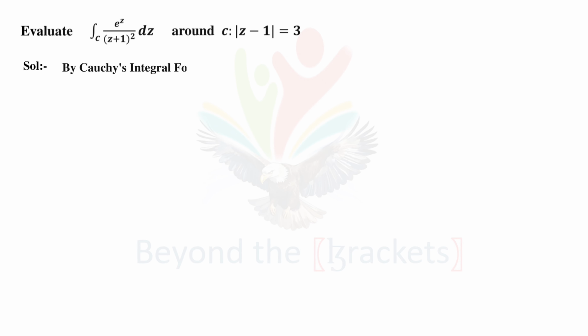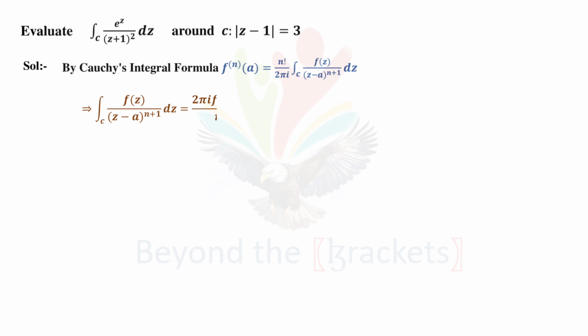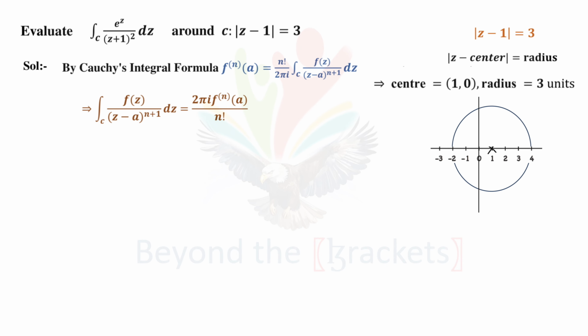Again, consider Cauchy's integral formula, and the integral is given by cross multiplying 2πi and n factorial. Also, we have |z − 1| = 3. Comparing it with the standard form |z − center| = radius, we have center is (1, 0) and radius is 3 units. So the curve is a circle centered at (1, 0) with radius 3. Comparing both the integrals again, we have the value of a as −1, which lies inside the circle. So Cauchy's integral formula can be applied.